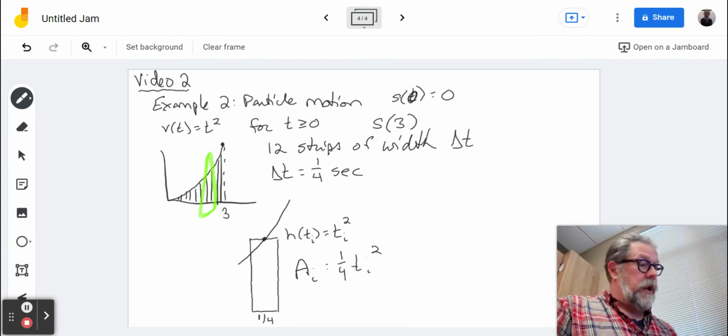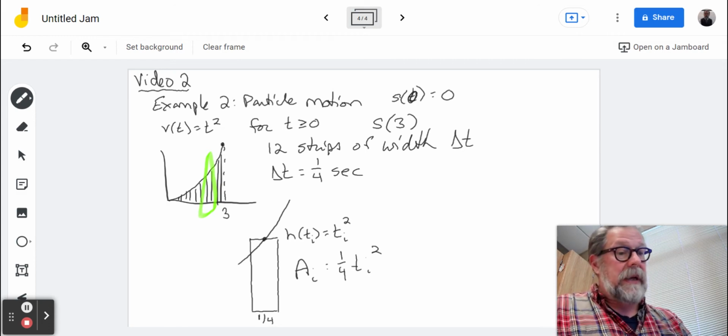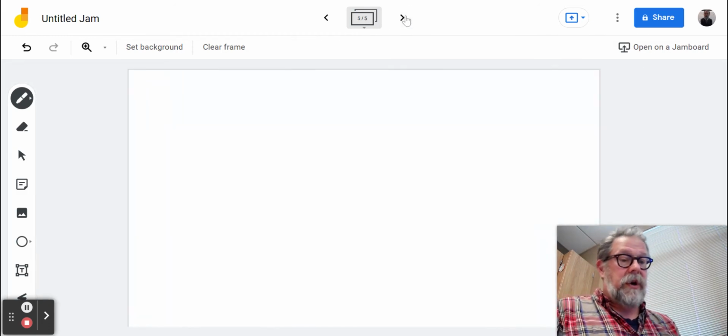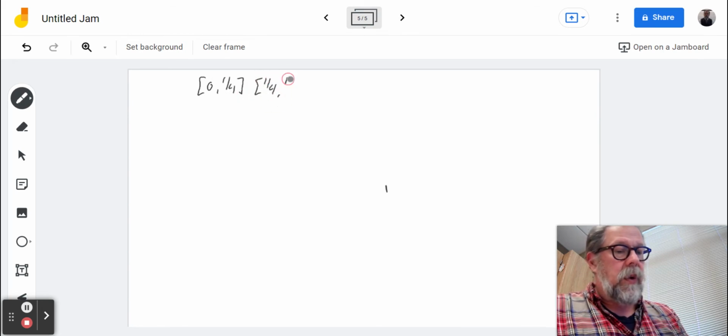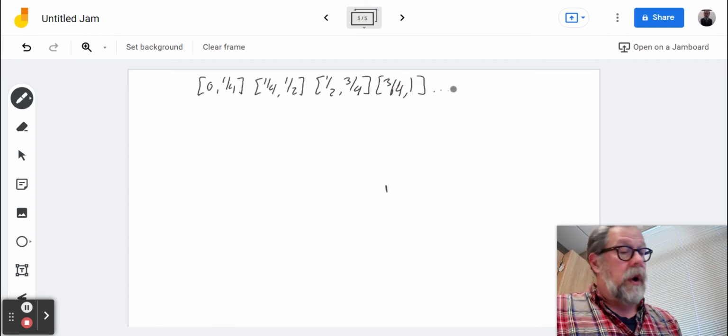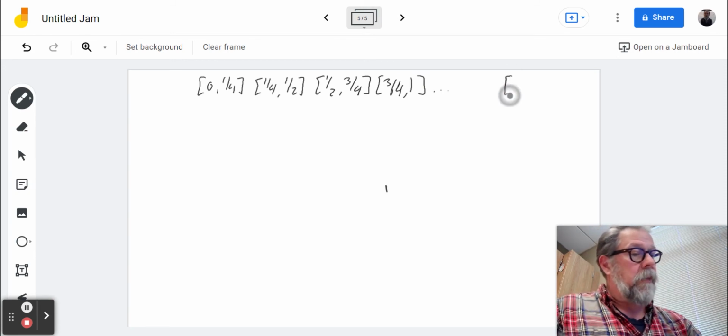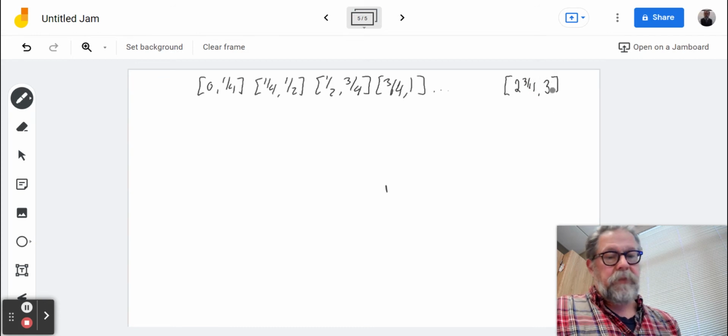So let's take a look at our subintervals. Let's make a chart. My first subinterval is going to go from 0 to 1/4. My second is going to go from 1/4 to 1/2. My third is going to go from 1/2 to 3/4, 3/4 to 1, and so on. And my final strip will be from 2 3/4 to 3.